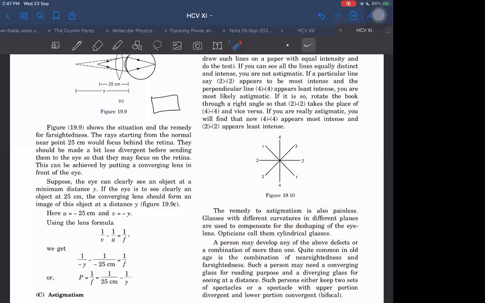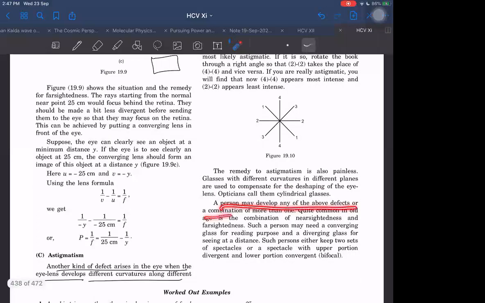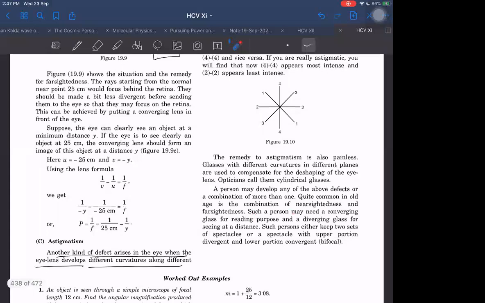A person may develop any type of defects, and a combination of more than one also sometimes. Quite common in old age is the combination of nearsightedness and farsightedness. Such a person may need converging glass lens for reading purpose, diverging glass lens for seeing the distance, and upper portion will be divergent and lower portion will be convergent. As you said already, you are well aware of this fact.